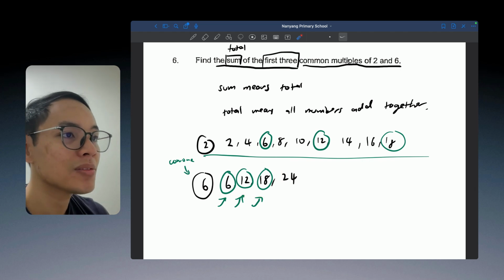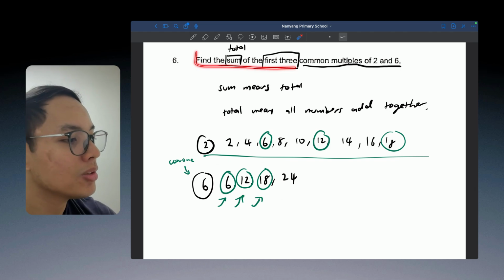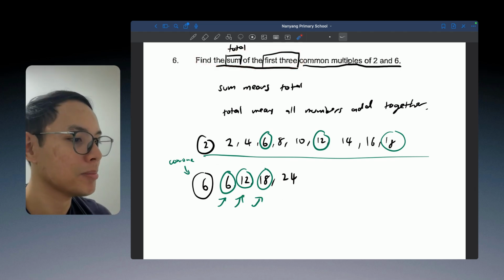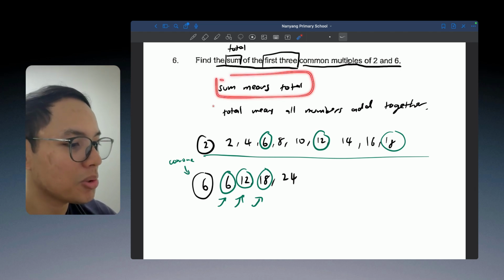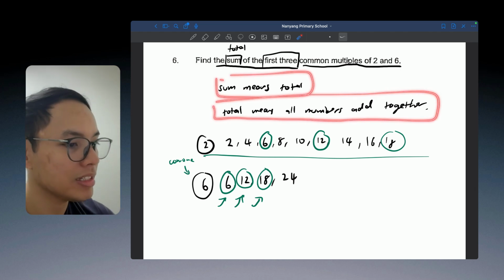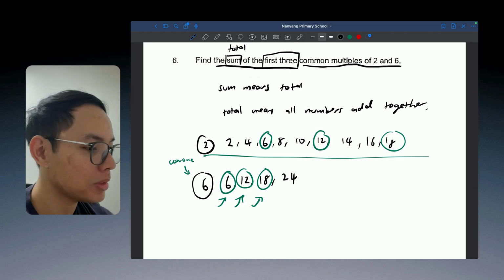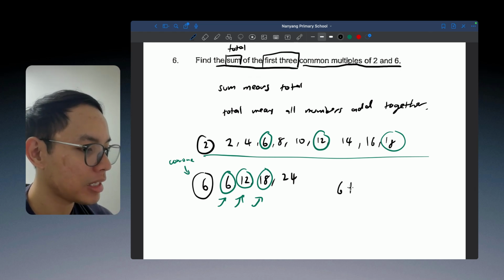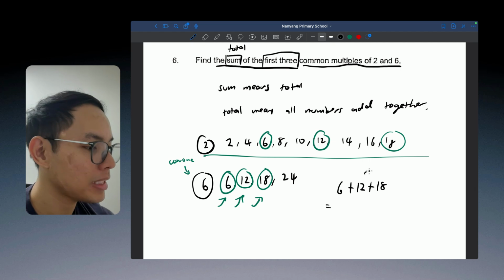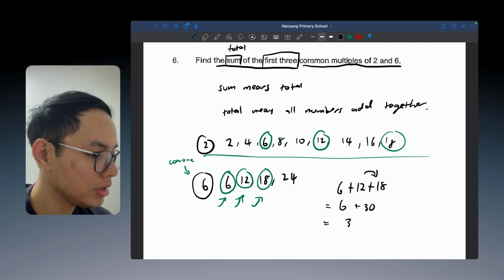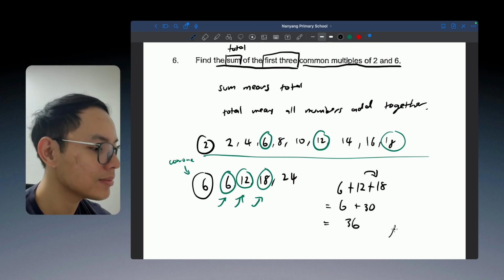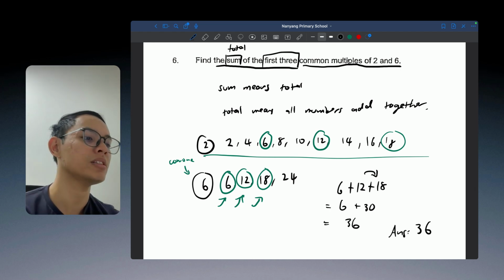The next step is, the answer is not 6, 12, and 18. We need to find the sum of the first three common multiples. Remember, sum means total. Total means add all numbers. So we need to add them all up: 6 plus 12 plus 18. What's the answer? 12 plus 18 is 30, plus 6 is 36. So the answer is 36. That's what I see over here.